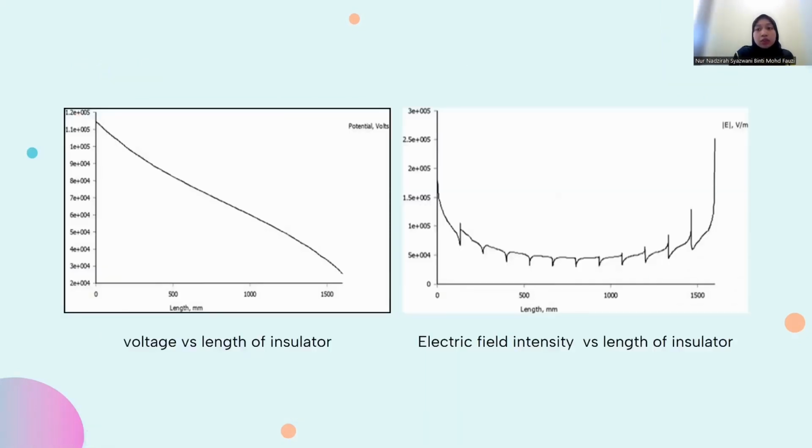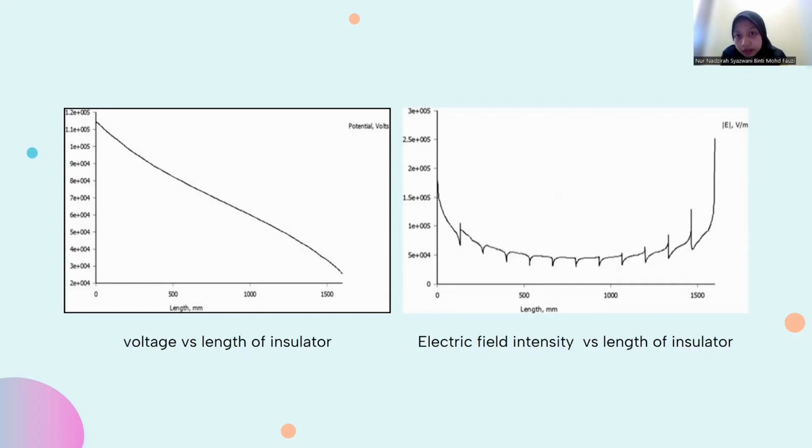As you can see here, we also obtain two graphs: voltage versus length of insulator and electric field intensity versus length of insulator. Both graphs are in dry condition, which means the insulator is in dry condition. In the first graph, the voltage decreases linearly corresponding to the length of the insulator.